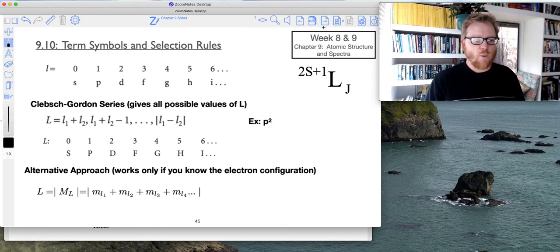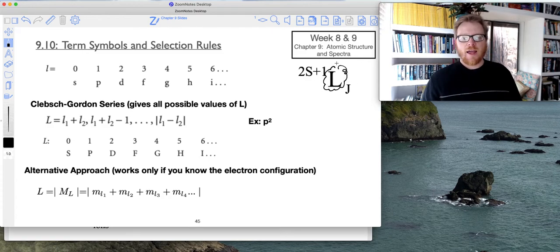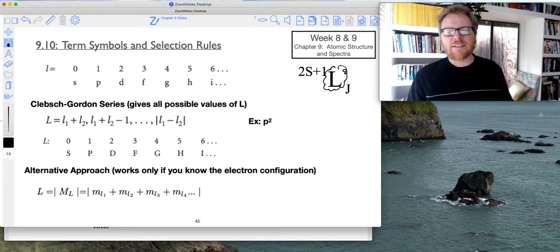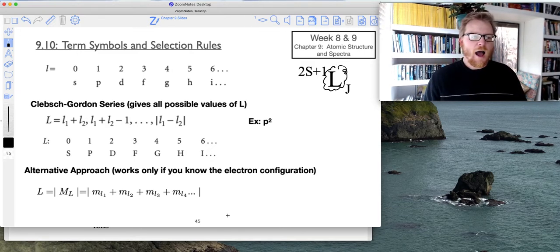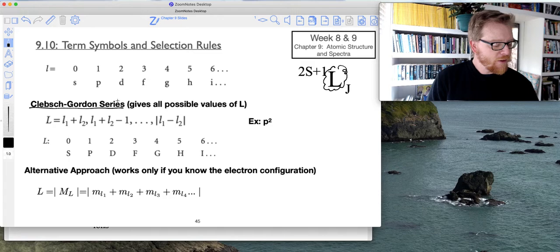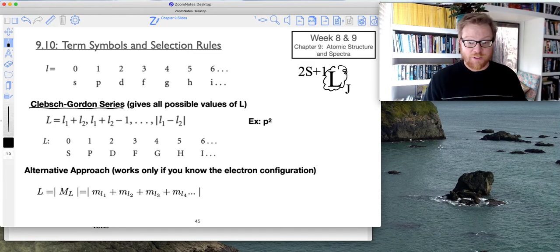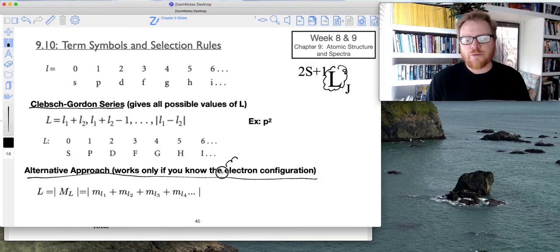So the first thing that I want to talk about is the main term L. There are a couple of different ways to come up with these term symbols, and most textbooks, of course, go through the super confusing way, called the Clebsch-Gordan series. But I'm going to provide an alternative method for coming up with these term symbols that I think works really, really well. So here's this alternative approach, but only if you know the electron configuration.